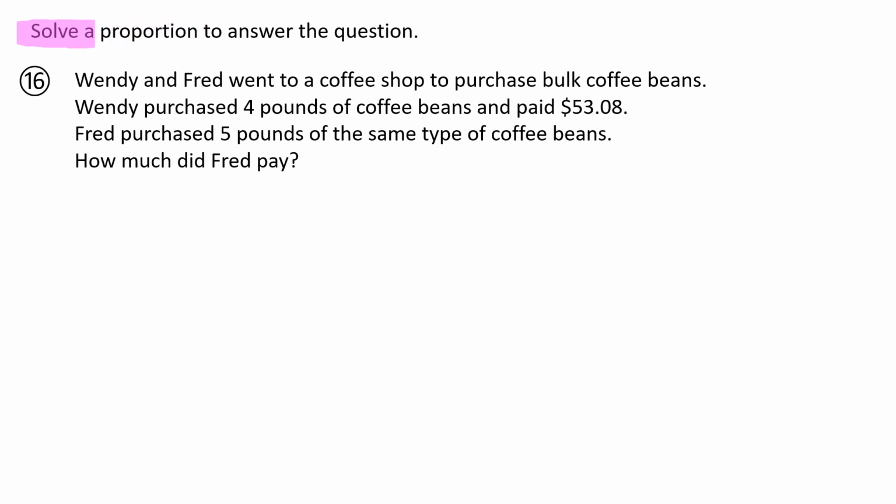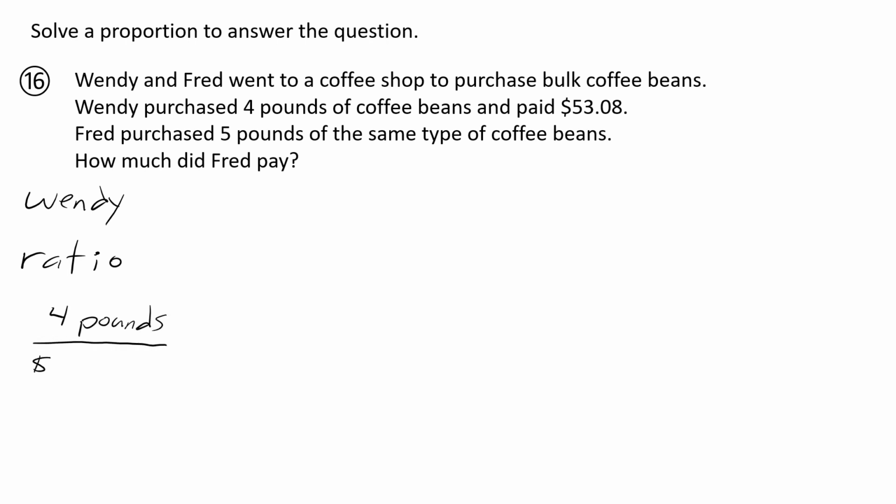Right? I got two individuals here. I got Wendy, I got Fred. So I want to think of Wendy as a ratio. Fancy word for fraction, a ratio. Well, I know she purchased 4 pounds of coffee. I know she paid $53.08. So there is Wendy represented by a ratio.